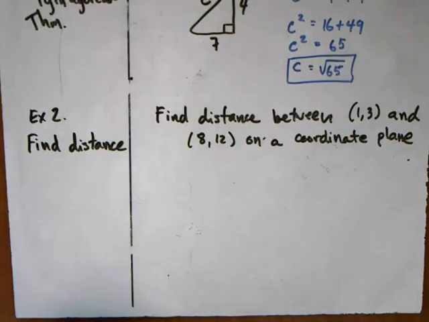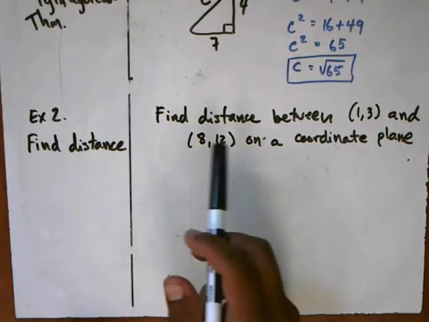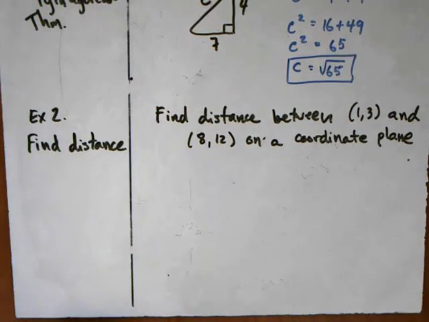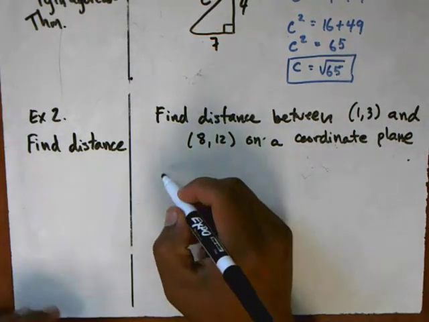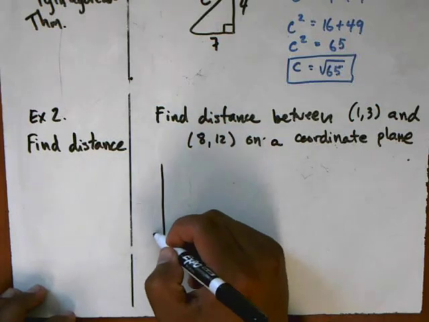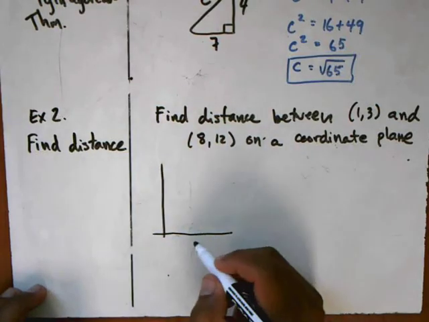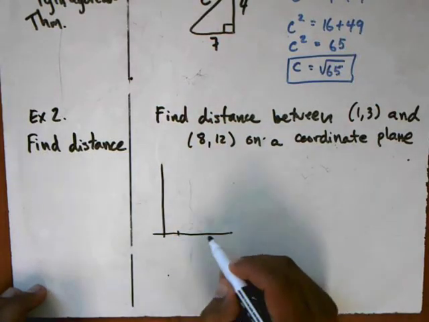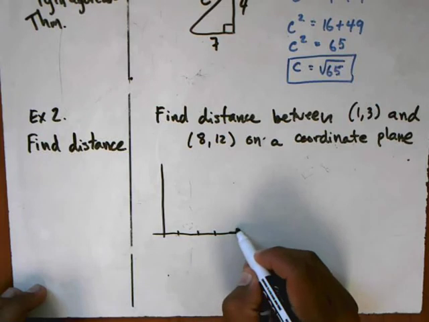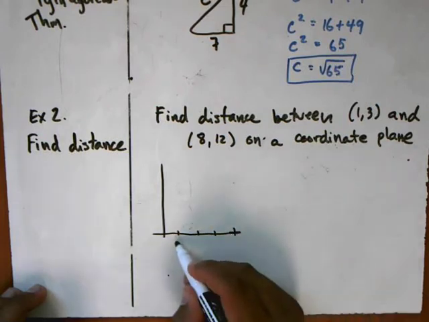So example 2 here is a question that tells us to find the distance between the point (1, 3) and (8, 12) on a coordinate plane. So for problems like this, I'd like to just draw the picture. Helps me visualize a little bit better. So we'll go 1, 2, 3, 4, and we'll increment these by 3's.